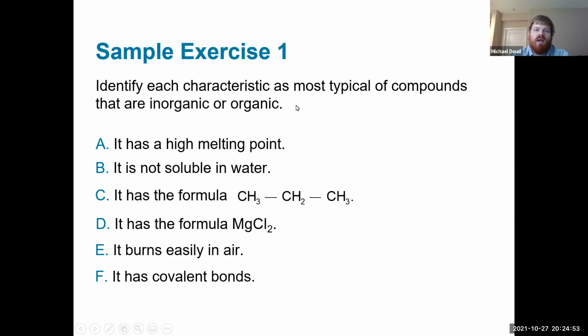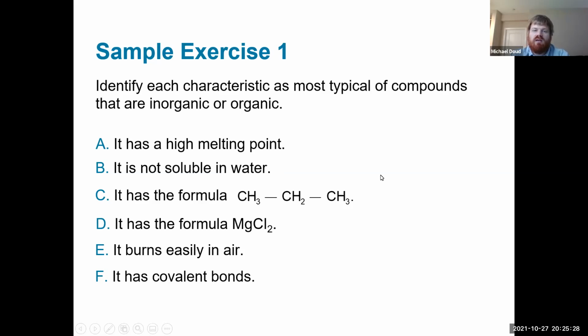Okay, so sample exercise number 1. I don't have the PDF ready for this yet, but hopefully I'll have it up soon. But you can follow along here. Identify each of these characteristics as most typical of compounds that are inorganic or organic. So we have A through F here. High melting point for A, not soluble in water for B, a formula for C, another formula for D, E talking about combustion or burning, and then F talking about covalent bonds. So go ahead, pause the video. When you come back, we'll take a look at the answers together.